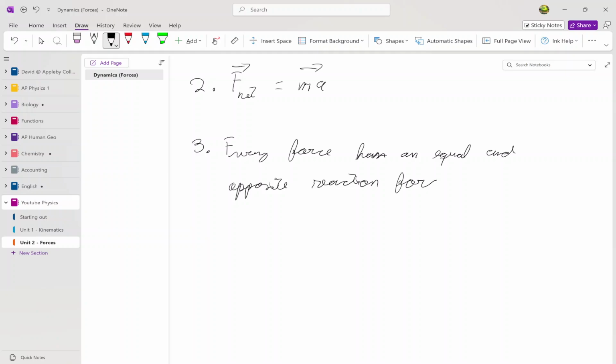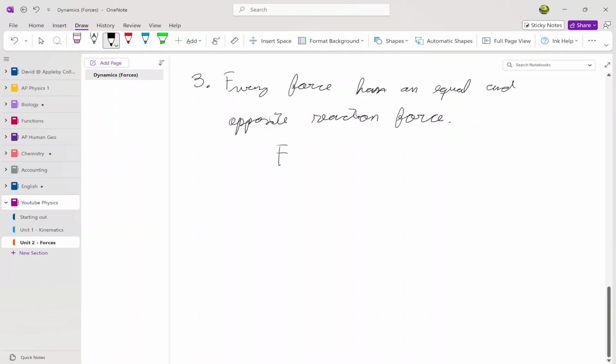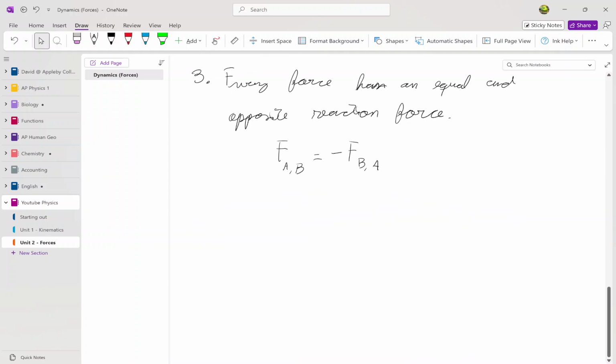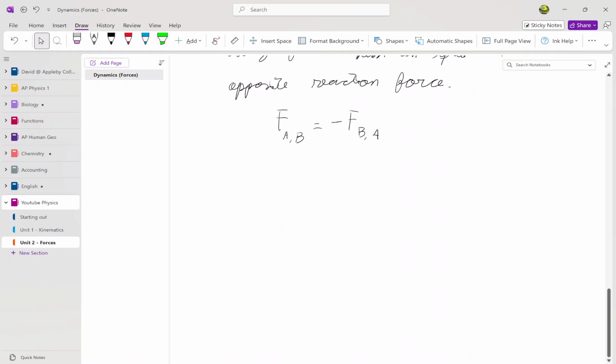This can be stated with an equation. Let's see if I remember it. F A, comma, B means A acting on B, equals negative F B acting on A. So that's the actual equation for it. You'll never really use the commas acting on bodies, maybe in two problems on the AP exam. It's really simple, really.